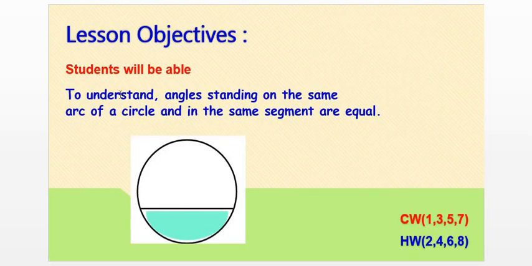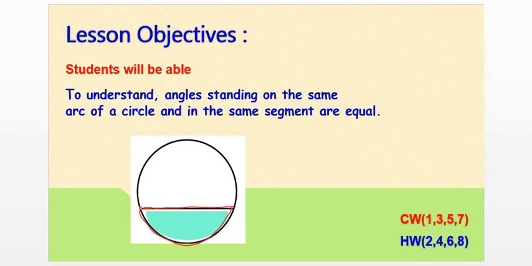What is our main objective? To understand that angles standing on the same arc of a circle and in the same segment are equal. So clearly you can see here in this picture we have this arc, a minor arc, and there's a chord drawn over here. This chord is dividing the circle into two segments. This is the major segment and this is the minor segment.